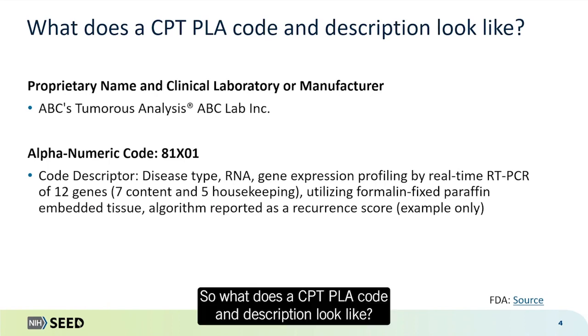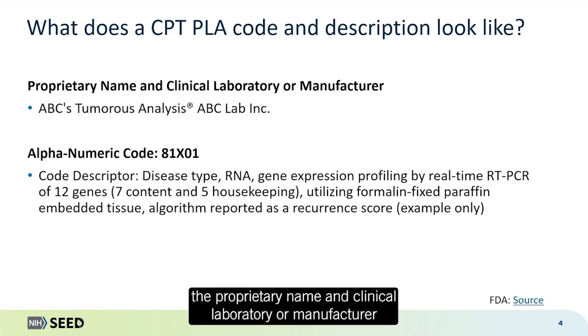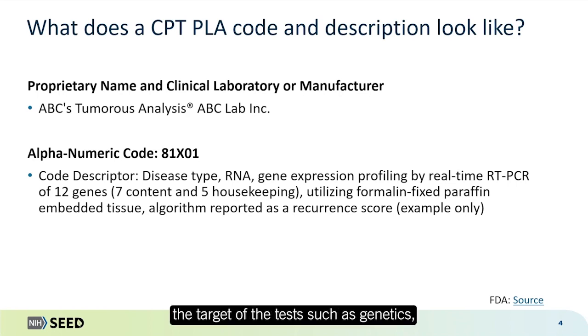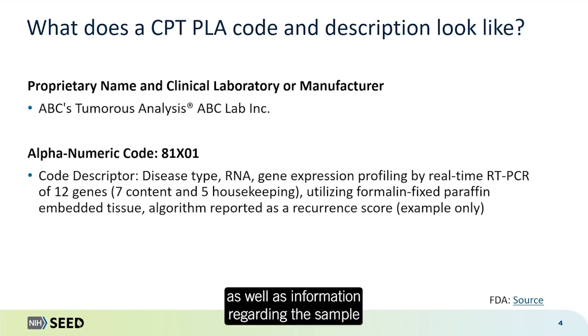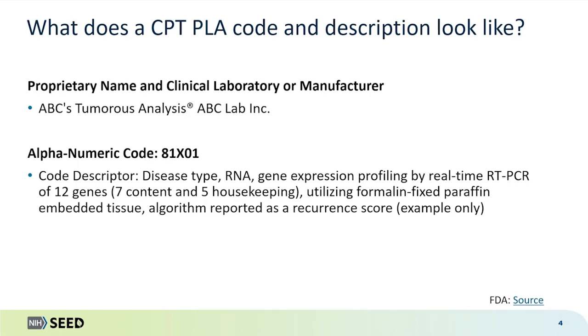So what does a CPT PLA code and description look like? The CPT code is alphanumeric in nature, and the description will include the proprietary name and clinical laboratory or manufacturer, as well as information about the disease type, the target of the test, such as genetics, RNA, DNA, antibodies, as well as information regarding the sample that is needed to perform the test, such as blood, urine, plasma.